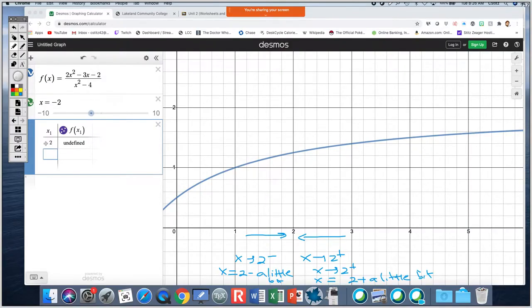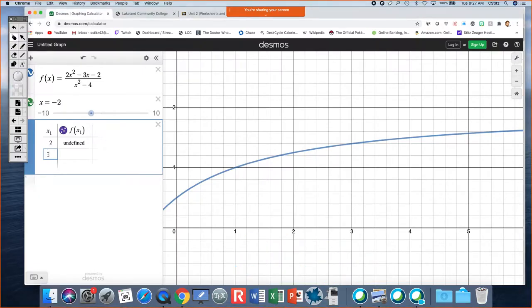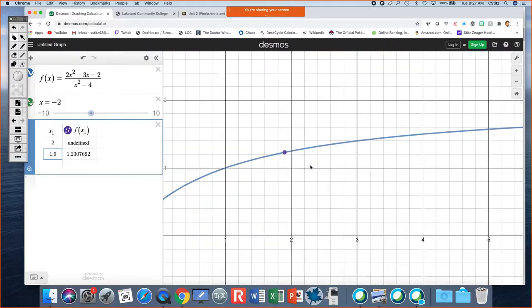So we can do that here on the table. If we think of a number a little bit less than 2, we can think of something like 1.9 or 1.99 or 1.999. Okay? And here's what's nice about the table function here in Desmos: you just start putting in 1.9. It'll calculate that. It'll put the point on the graph for you.